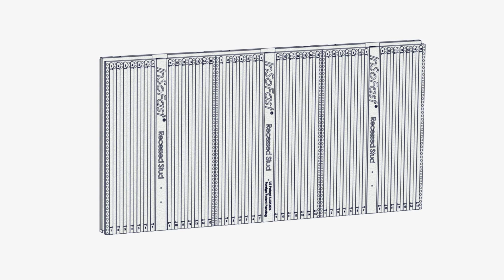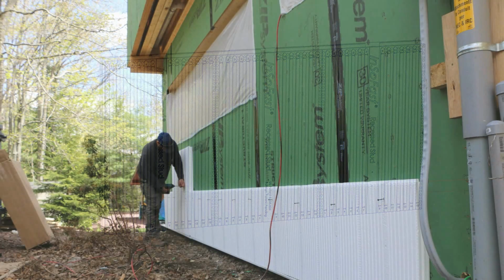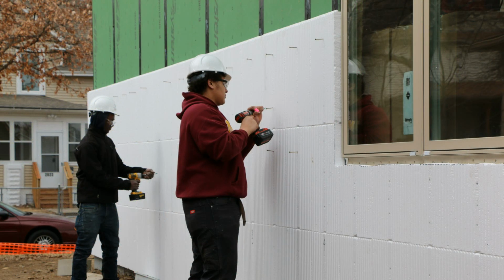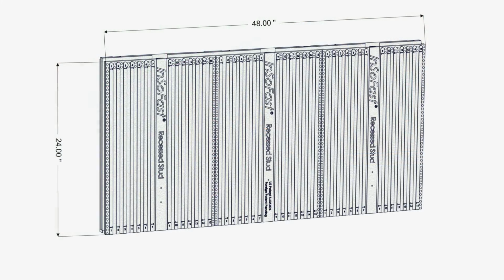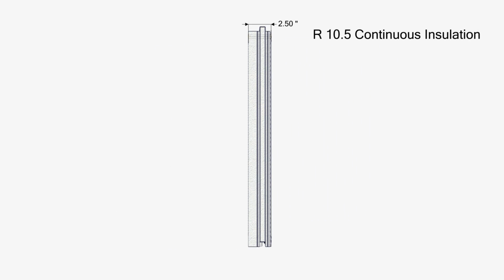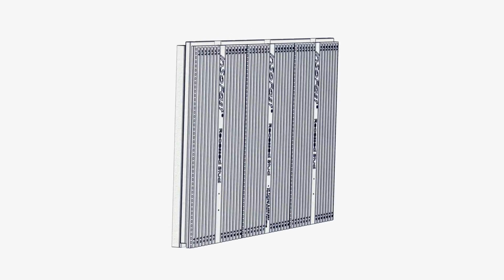InSoFast EXe 2.5 is a feature-rich continuous insulation panel. The EXe is optimized for exterior wall applications. 24 inches high by 48 inches wide, it has a narrow 2.5-inch thick profile that delivers a continuous R10.5 insulation.